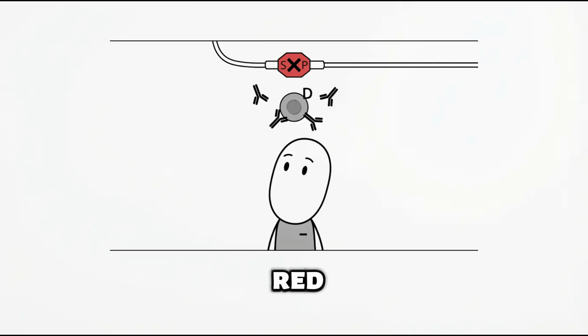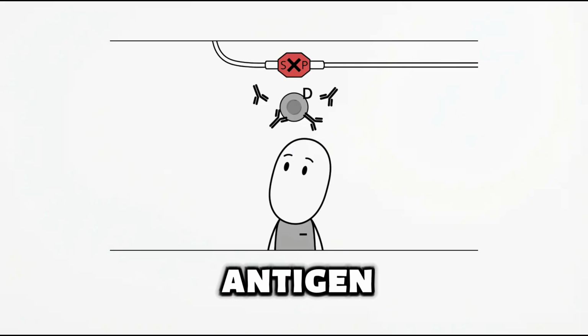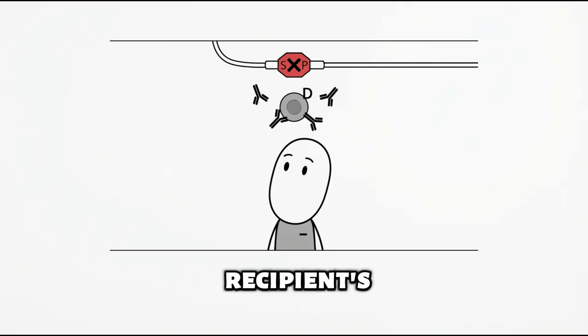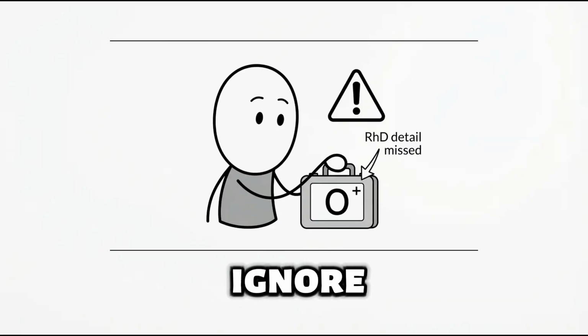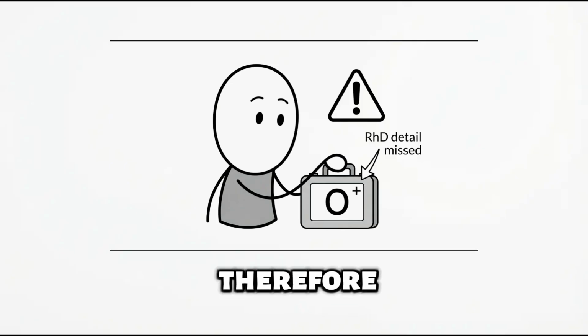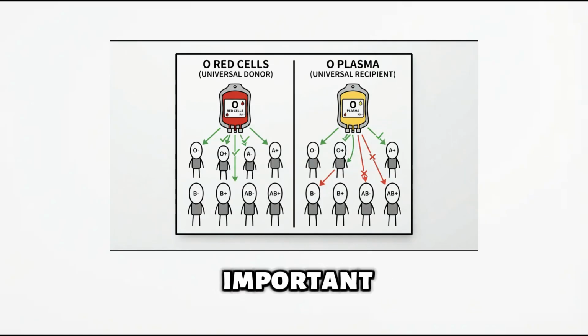If O plus red blood cells are given to an Rh-negative person, the RhD antigen may become a target for the recipient's immune system. Ignoring the plus sign and looking only at the letter O can therefore lead to a dangerous conclusion. It is also important to distinguish type O red blood cells from type O plasma.